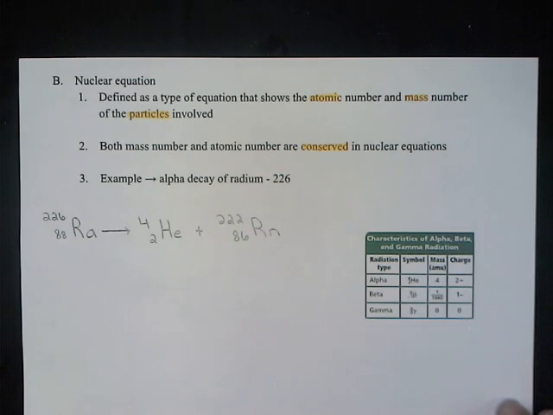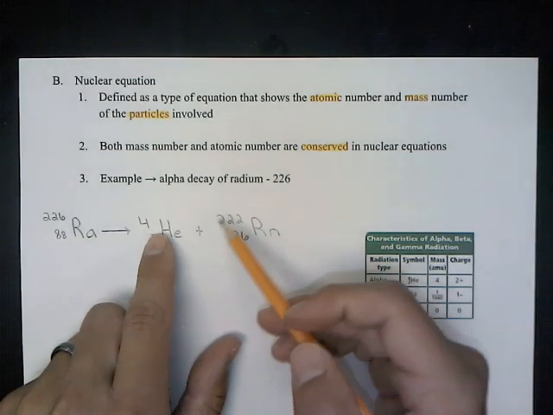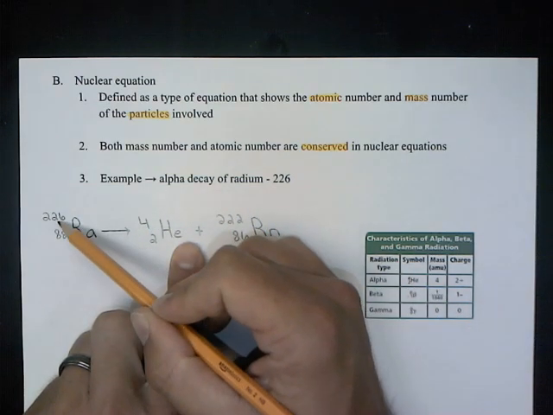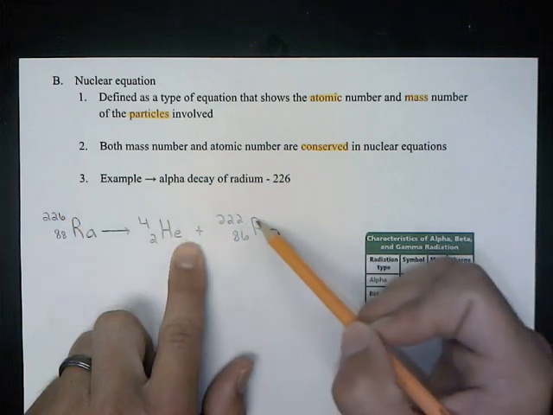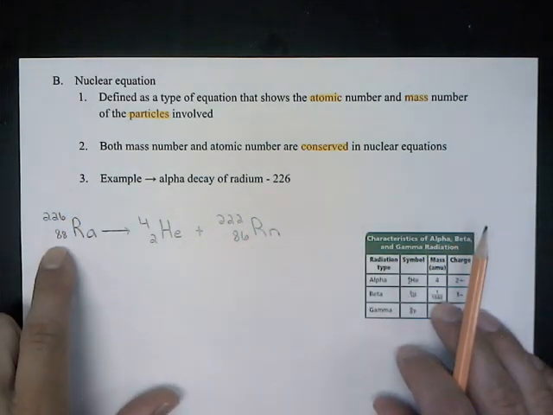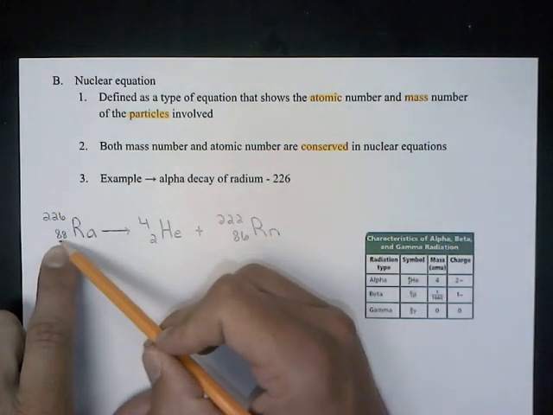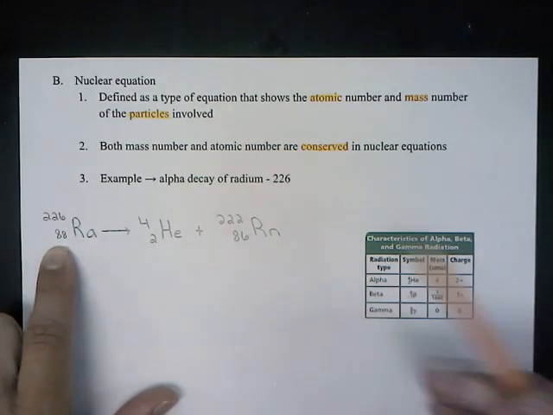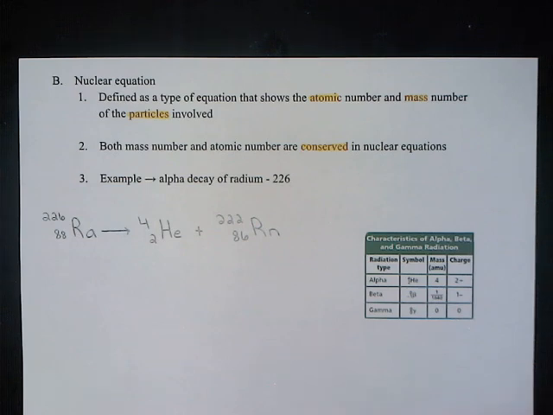I want to point out two things. Again, we've conserved mass. 4 plus 222 is 226, which is the same mass number on our left and right hand side. 88 is on our left hand side for our atomic number, and if we add these two numbers together, 2 plus 86, that equals 88.